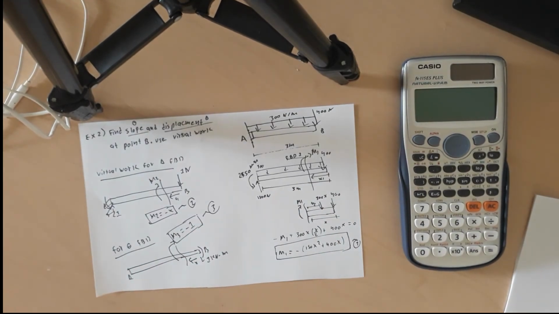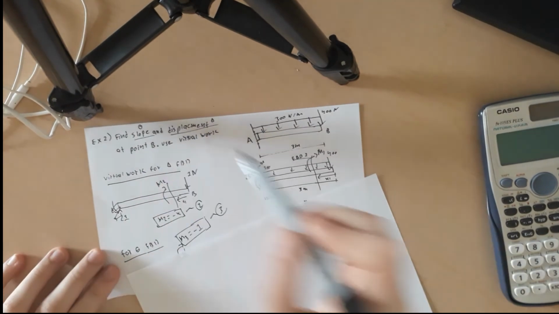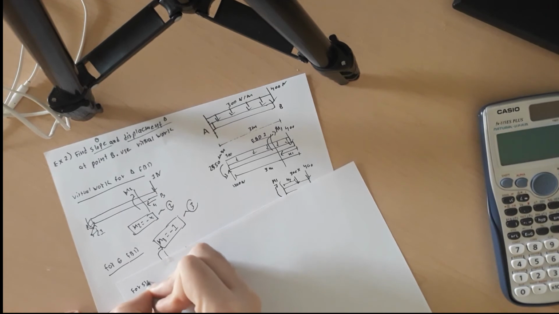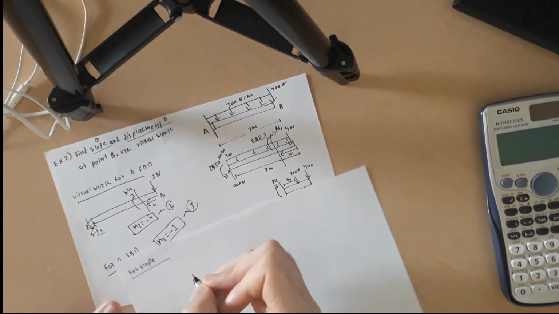We're almost done. If I was your professor grading you, and you did it this far, you get most of the points. But after this, it's only formulas and plugging in. Let's move on to the next part, the formulas. First they want us to find the slope. So, for slope.